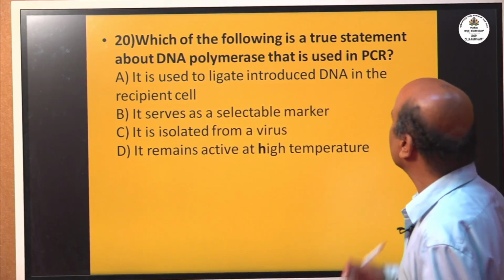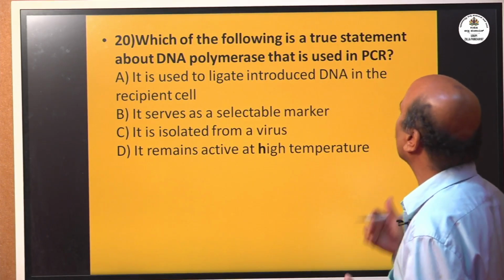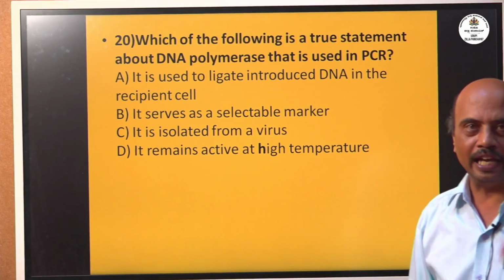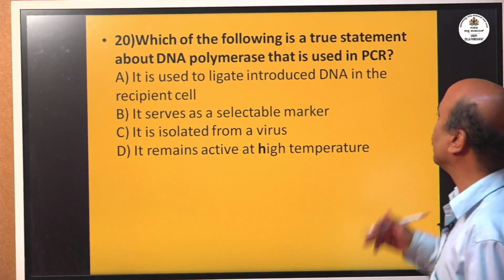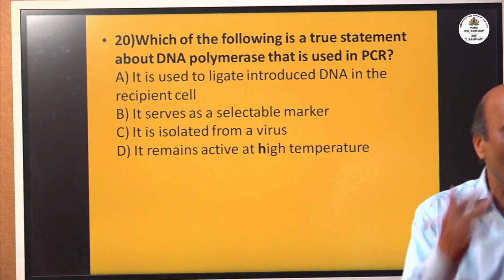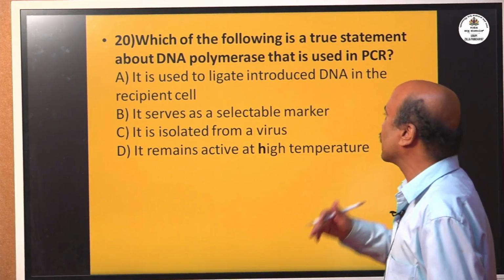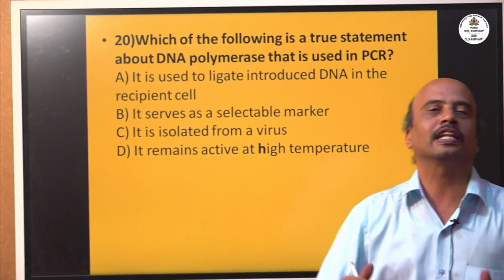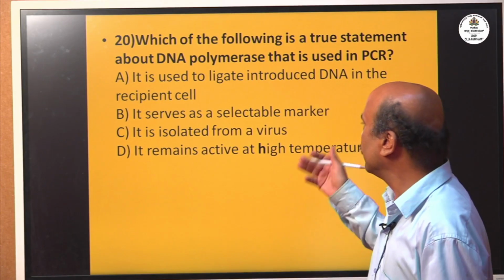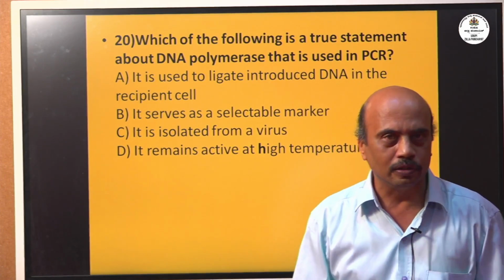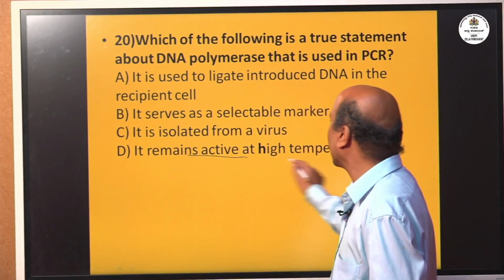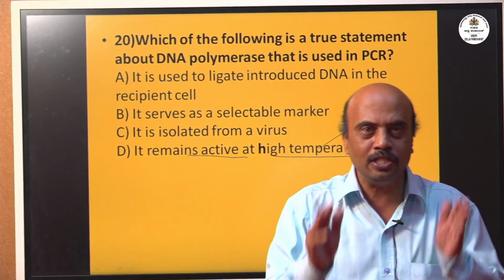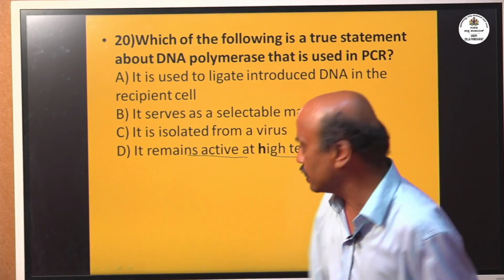Which of the following is a true statement about the DNA polymerase that is used in PCR? Option A, it is used to ligate introduced DNA in the recipient cell. So it is wrong. Option B, it serves as a selectable marker. That is also wrong. The selectable marker that we use is generally an antibiotic resistance gene. Then, it is isolated from virus. That is also wrong. Then, it remains active at high temperature. That is a true statement with regard to PCR. That is the answer.